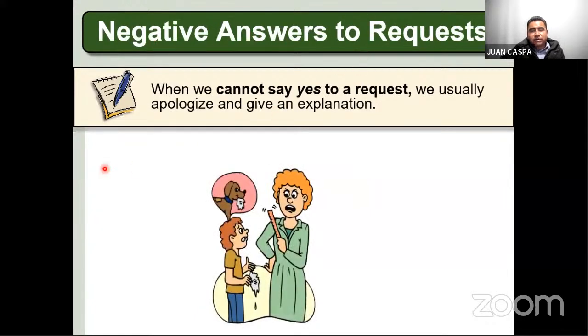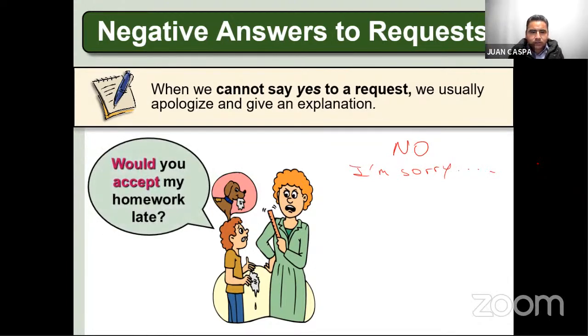In negative answers to requests, when we cannot say yes to a request, we usually apologize. Nos disculpamos, apologize, right? Do you remember there's a song? It's too late to apologize, right? It's too late. But we usually apologize, nos disculpamos, and give an explanation. Luego le explicamos el por qué no, right? We can say easily no, but no sounds very rude. Suena muy rudo, ¿no? Decirle simplemente no, right? Because we try to be polite. No, right? We say I'm sorry usually. I'm sorry, then we explain. Okay, we continue.